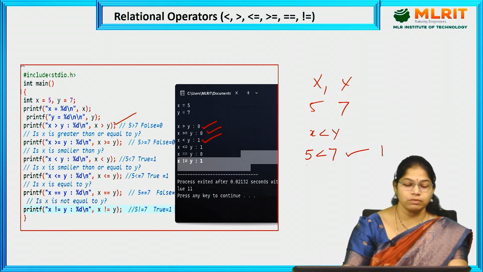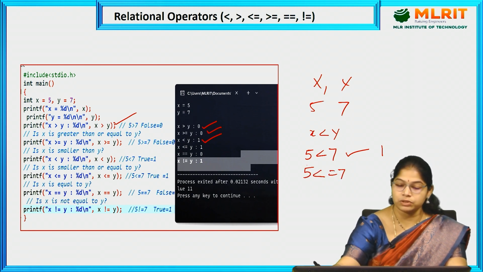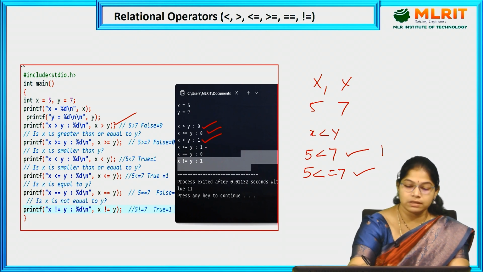Then x less than or equal to y. So 5 less than or equal to 7. Yes, this expression is also true. So here the result is 1.